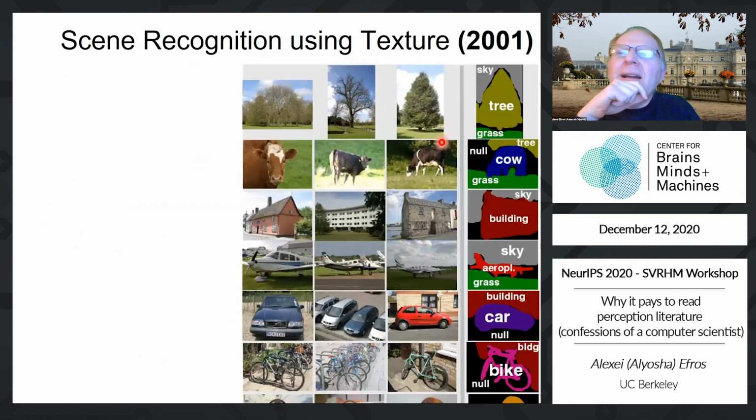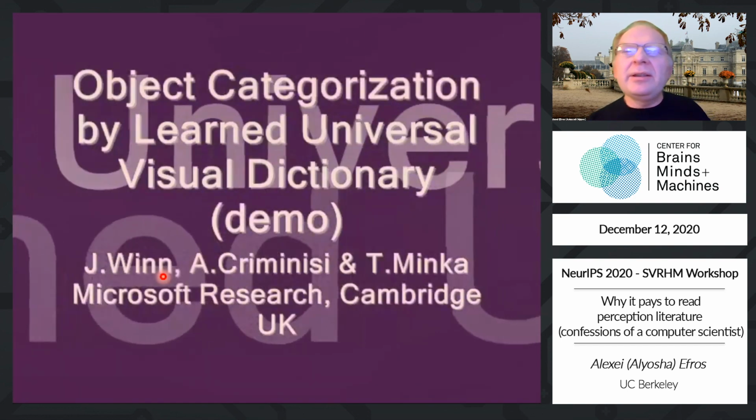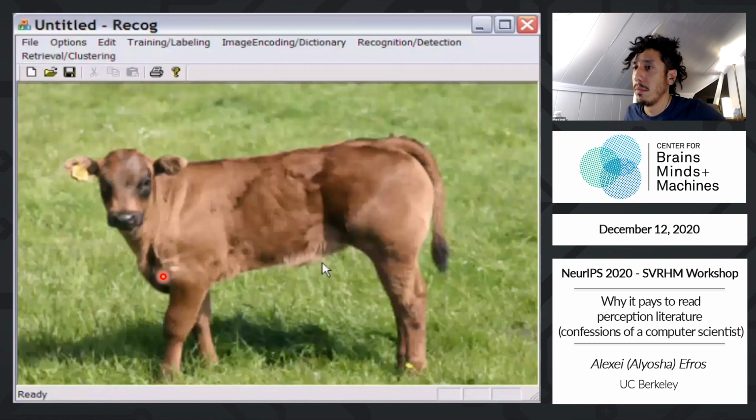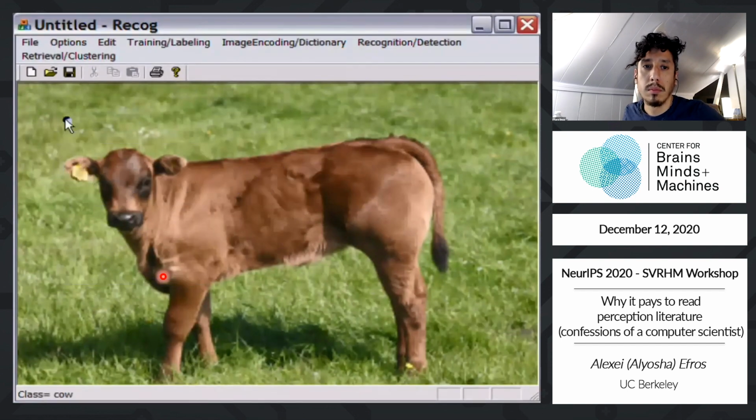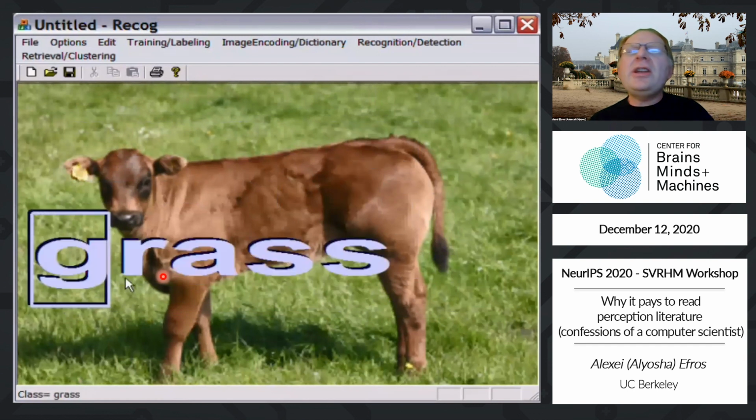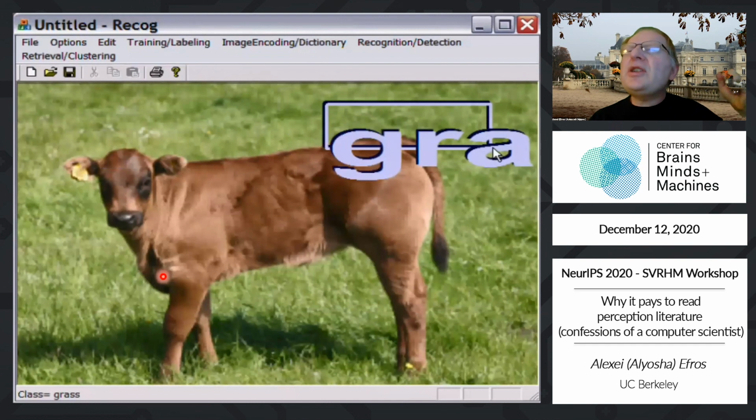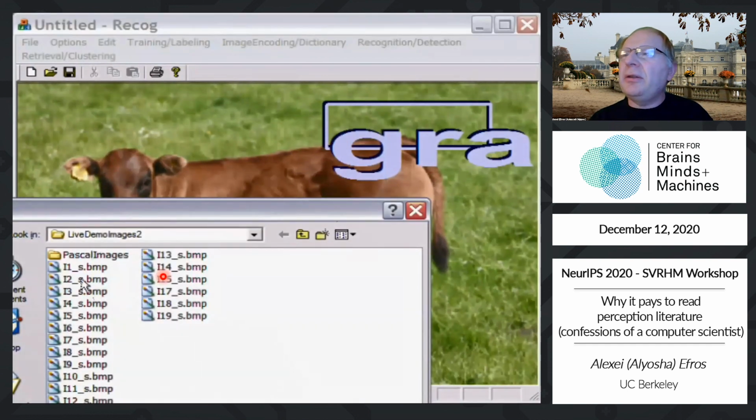And then later on, there was another work, also on just doing texture. Notice this is 2001. Okay, and I'll just play this work from the Microsoft lab. So this is John Winn and colleagues, and here they basically compute texture within this boundary, and then they just do nearest neighbor in terms of the texton representation. Okay, so the stupidest, simplest thing you can think of, right?